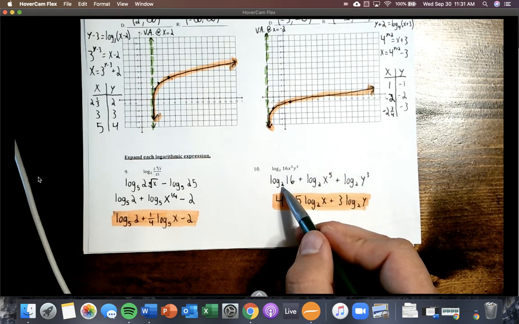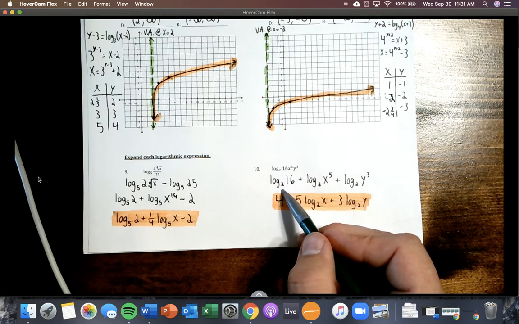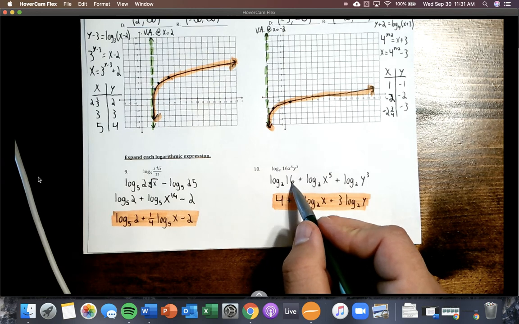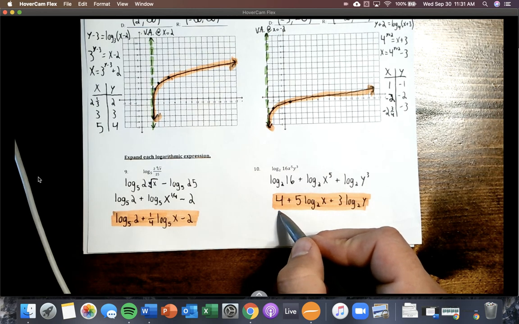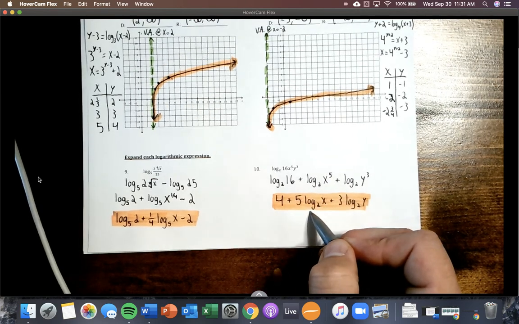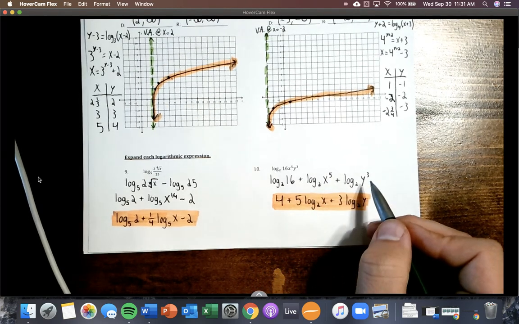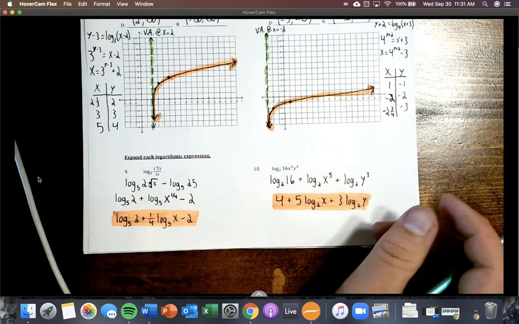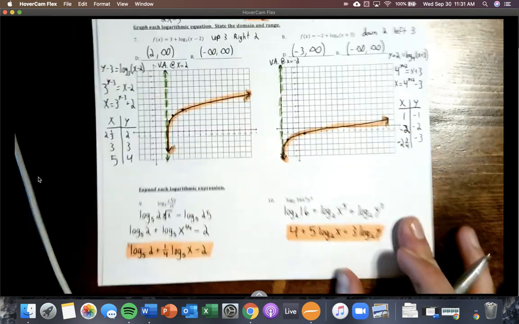And then log base 2 of 16, if we think about that, well, 2 raised to what power is 16? That would just be 2 to the 4th, so we have 4 here. We pulled the 5 out, so we have 5 log base 2 of x. We pulled the 3 out, so we have 3 log base 2 of y. All right, and now let's do some condensing.